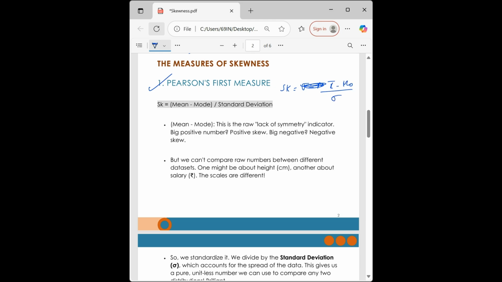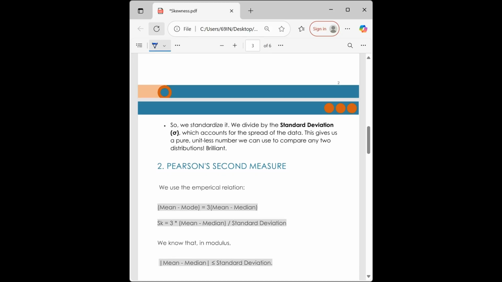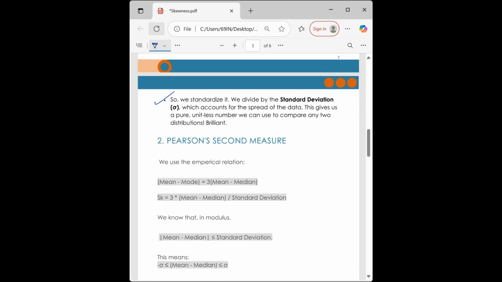Now let's break this down like a pro. Mean minus mode is what? This is the raw lack of symmetry indicator. Big positive number, positive skew. Big negative, negative skew. But we cannot compare raw numbers between different data sets, right? One might be about centimeters, like in height, another about rupees, like in salary. The scales are different, right? So what do we do? We standardize it. We divide by the standard deviation, which is sigma, which accounts for the spread of the data. This gives us a pure unitless number we can use to compare any two distributions.